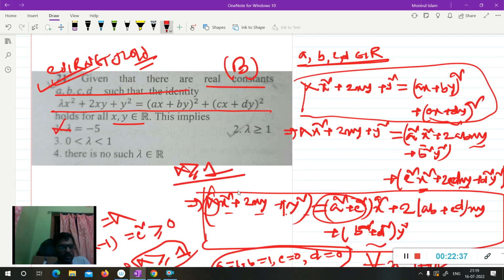So this option is discarded, this also is discarded, this also is discarded. So lambda equal to 1, this option is correct. So in this question option 2 is correct. Hope you understand my solution.